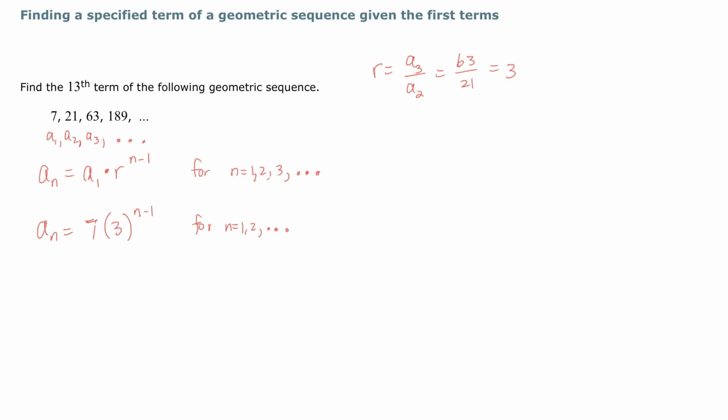So let's find the 13th term. We're trying to find the expression a sub 13, which is equal to 7 times 3 raised to the 12th power. And of course, you can use your calculator for this. Therefore, a sub 13 is what? A sub 13 is 3,720,087.